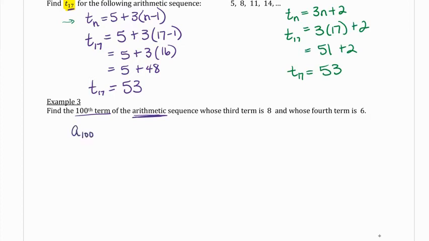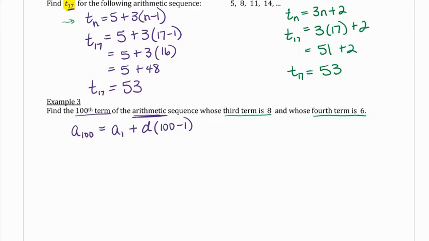I want the 100th term, which means I'm going to take the first term of the sequence and I'm going to add my common difference times 100 minus 1. Right? I already know that's the formula I'm going to use, so I'm going to go ahead and write that down. Okay, then the other information that we have is that the third term is 8 and the fourth term is 6. So notice this time we're not given the first term, so it's a little bit different.